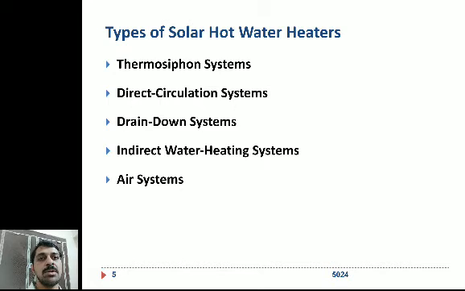These are the important types: thermosiphon systems, direct circulation systems, drain down systems, indirect water heating systems, and air systems. So thermosiphon water heater system, I have already discussed in the previous classes. I have shown the diagram. What is the meaning of thermosiphon? Anyhow, we'll explain once again with the diagram in detail these systems one by one. Okay?